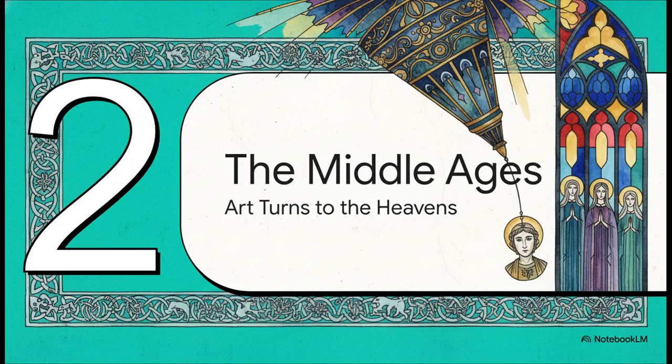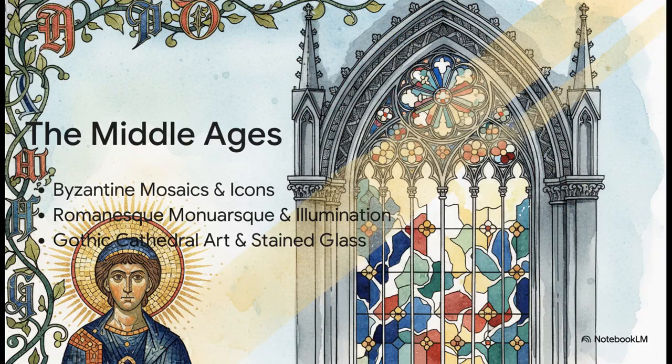Moving on to Section 2, the Middle Ages. Art turns to the heavens. Now, I want you to think of art history as a giant pendulum. During the classical era, that pendulum was swinging hard toward earthly realism. But in the Middle Ages, it takes a massive swing right toward the spiritual realm. Art becomes all about divine illumination.